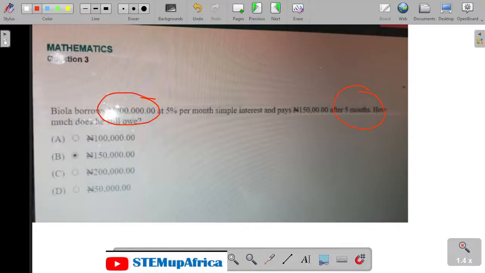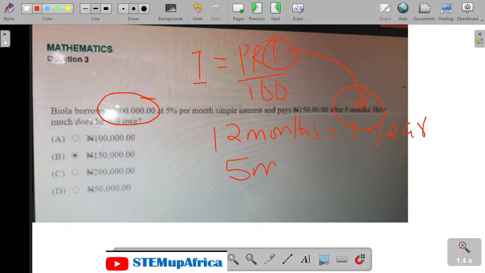So we know that interest is principal times rate times time over 100. But the time, which is the 5 months here, you need to convert it to a year. We don't work with months, we work with years. We know that 12 months is 1 year. So 5 months in years will be what? 5/12. The value of 5 months in years is simply 5/12.